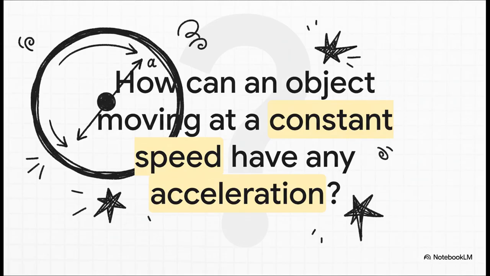And that brings us all the way back to that fundamental question from earlier. How can you possibly have acceleration if your speed isn't changing? The answer is because your velocity is changing. Velocity is a vector. It has direction. And by moving in a circle, the direction of that velocity is constantly changing, every single instant. And that change in direction, that is acceleration, always pulling toward the center, forcing the particle to stay on its circular path.